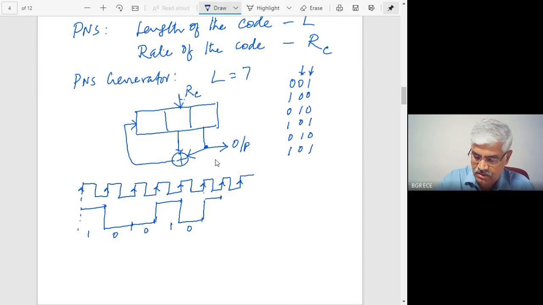So next is what? 1 1 0. So the output is 0. Done up to this. What is next? 1 1 1.